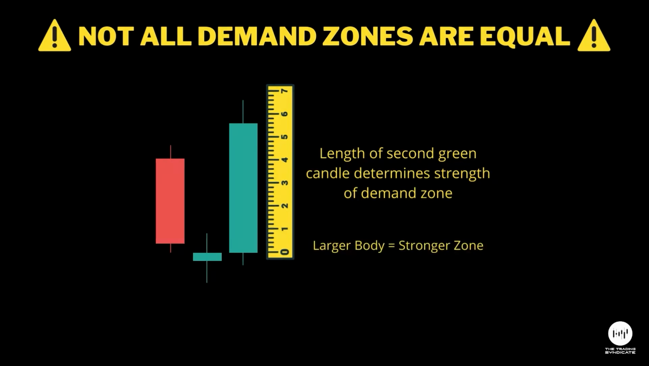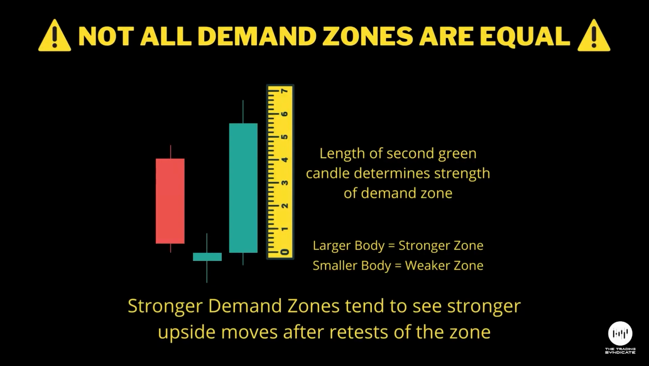If the second green candle is very strong, where it has a large body, it is likely to be a stronger demand zone. And similarly, if the candle's body is smaller, the weaker that zone is likely to be. Strength in this case can be a useful indicator of how hard of a bounce off this level we will see when price retests this zone. The stronger the zone, the stronger the bounce is likely to be.